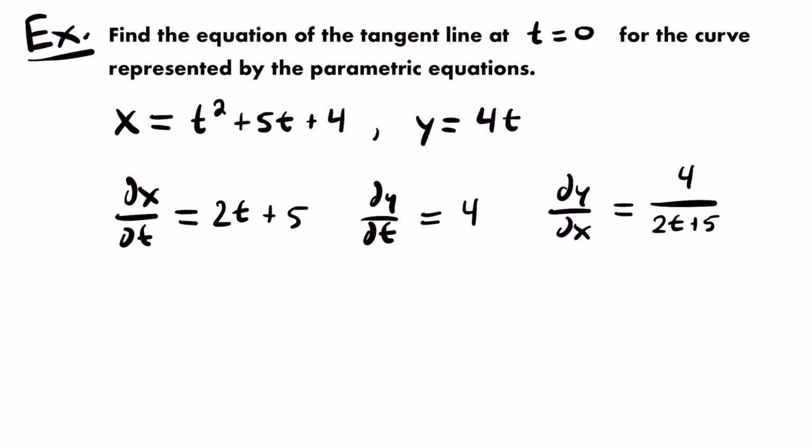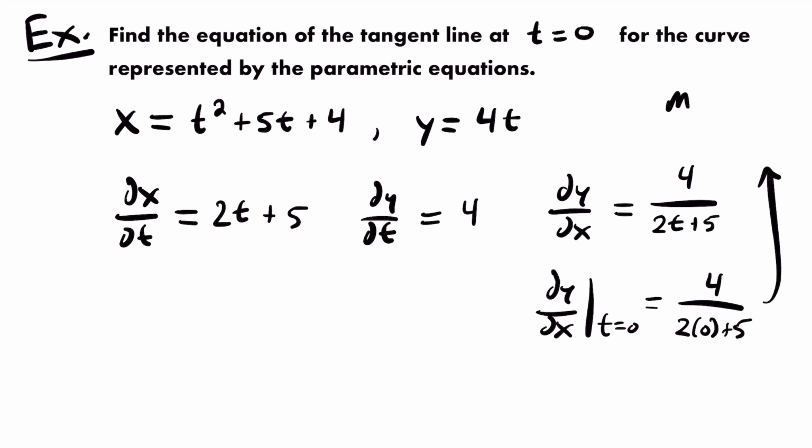All right, and so that's our parametric derivative, dy/dx, and now what we can do is use this derivative to find the slope at this particular value of t. All we have to do is plug that value of t into this derivative. So what we'll have is that the derivative dy/dx evaluated at t equals 0 will be equal to 4 divided by 2 times 0 plus 5. Right? We just replaced this t with 0, and now we can evaluate the slope. We'll have 4 divided by 2 times 0, which is 0, plus 5. So we have 0 plus 5, which is equal to 5. So our slope, m, will be equal to 4/5. Okay, so that's the first value that we needed to find the equation of the tangent line.